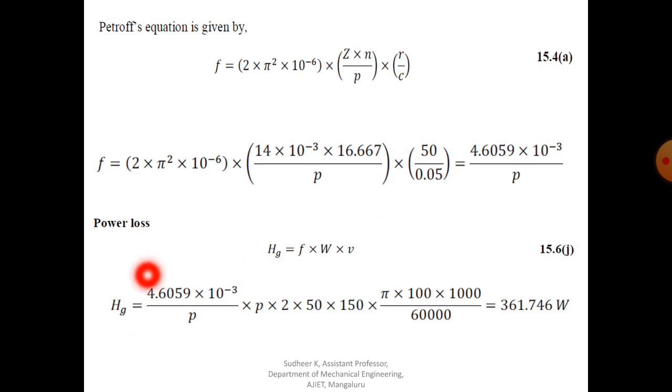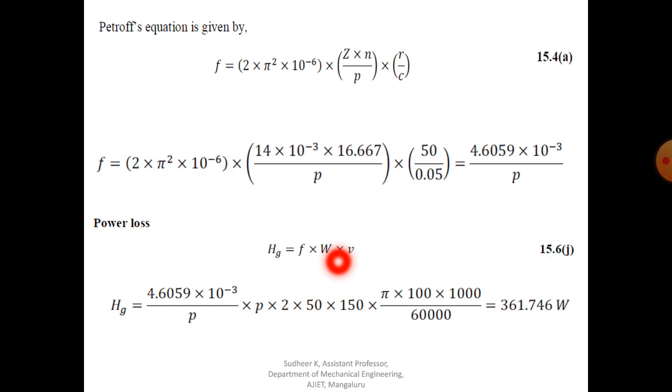Now power loss can be calculated, that is denoted by Hg. The F value is already calculated, 4.6059 into 10 to the minus 3, divided by P. So W you have to write in terms of pressure into area. The bearing pressure equation is nothing but W divided by 2RL.